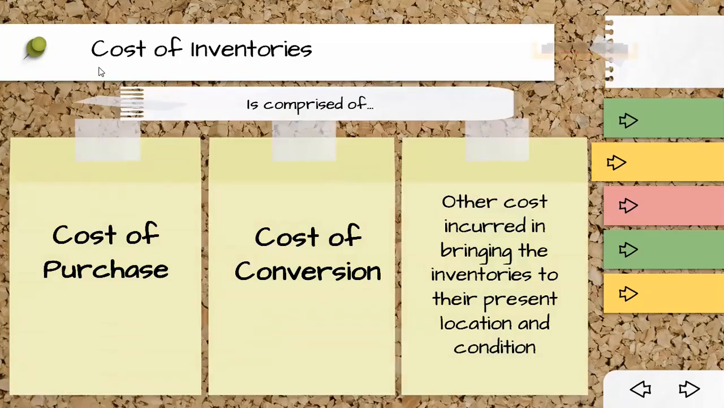Next, we have the cost of inventories. The cost of inventories is comprised of, first, the cost of purchase, the cost of conversion in case of a manufacturing concern, and other costs incurred in bringing the inventories to their present location and condition. So, let's go through them one by one.